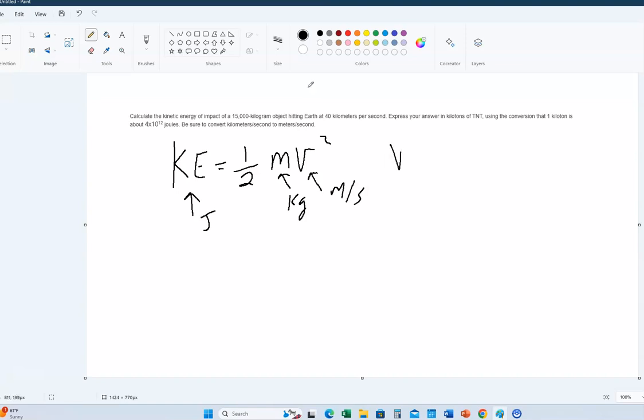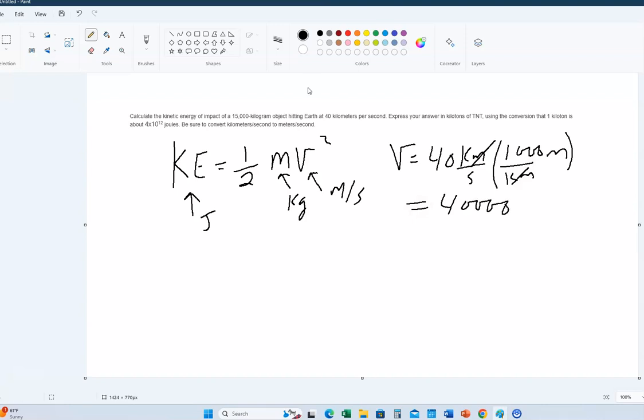All right, so our velocity is 40 kilometers per second, which is very typical. We know that in 1 kilometer there are 1,000 meters. So the kilometers cancel, and it'd be 40,000 meters per second. So now we have everything we need, right? Because the mass is 15,000 kilograms. All right, so here we go. And then we have one last conversion to do.